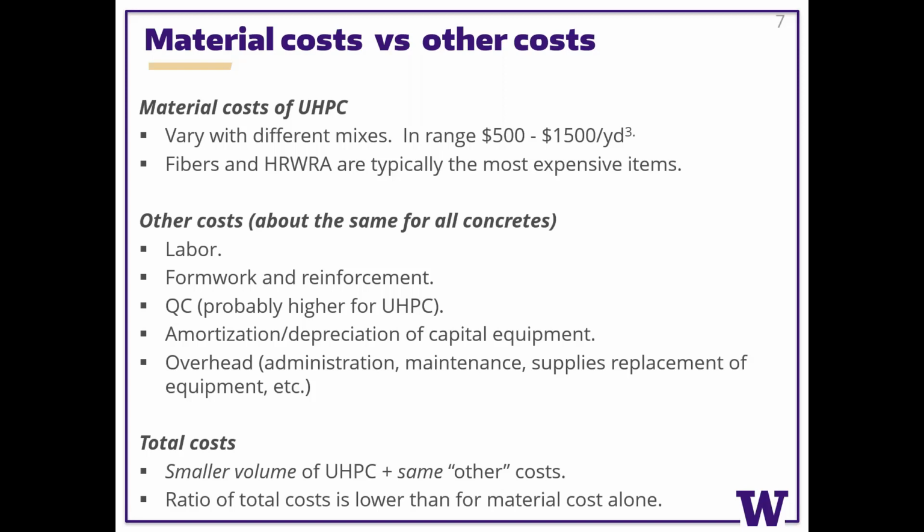So I think where we get to at the bottom is that with the UHPC, you'll almost certainly be using a smaller volume of UHPC than you would with conventional concrete. And the other costs will be roughly the same. So the outcome is that the ratio of the total costs of the UHPC item compared with a conventional concrete one, that ratio is lower than it would be just for the material cost alone.